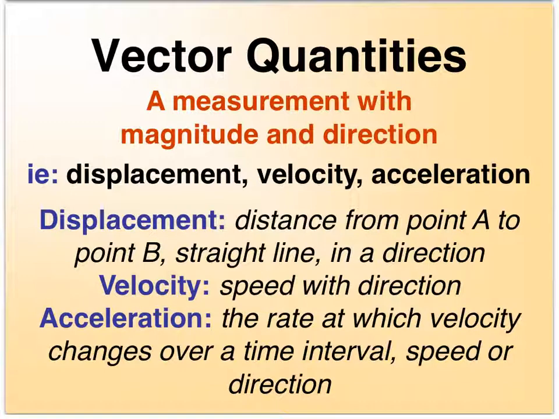Vector quantities are quantities that have magnitude and a direction, such as displacement, velocity, and acceleration that we learned about in Unit 1. Displacement was the distance from point A to point B in a straight line with a direction. Velocity was speed with a direction, and acceleration was the rate at which velocity changes over time, either speed or the direction part of velocity. So vector quantities have a direction and a magnitude, and we're going to show how to represent that.